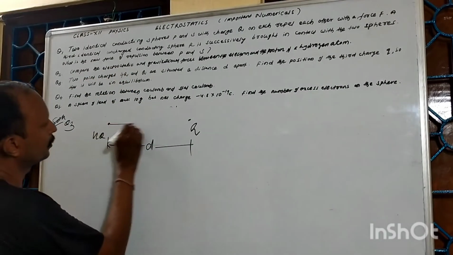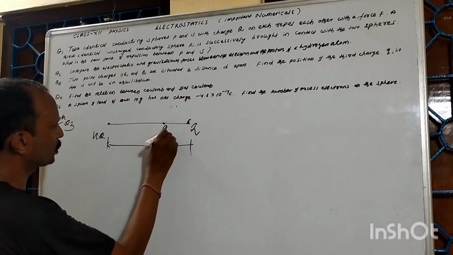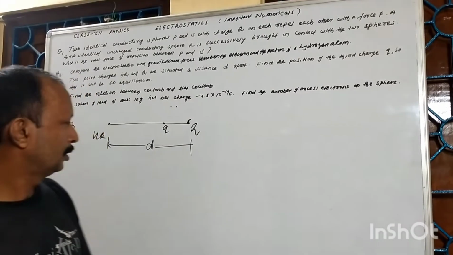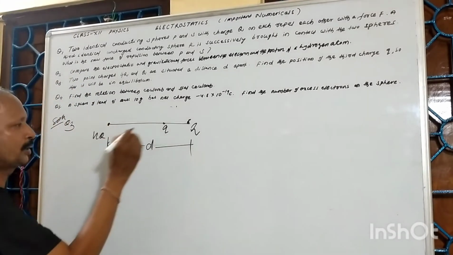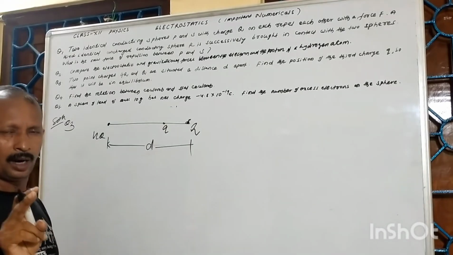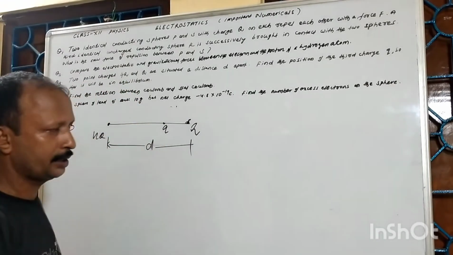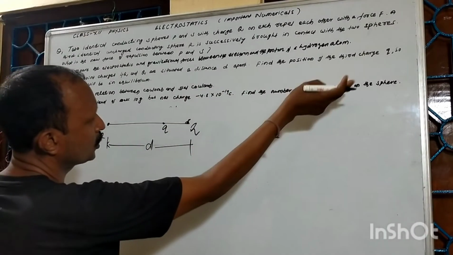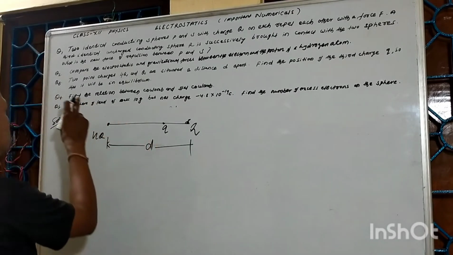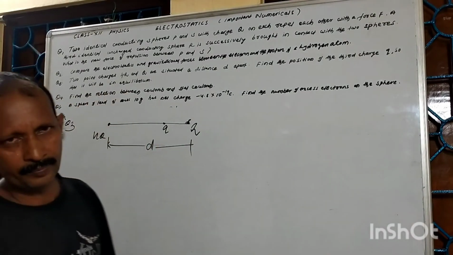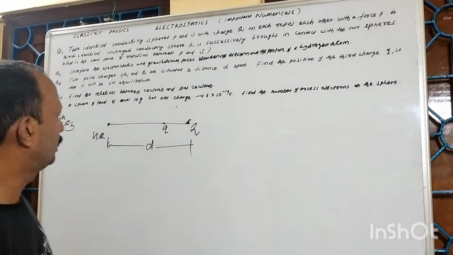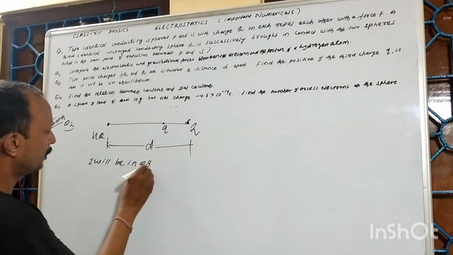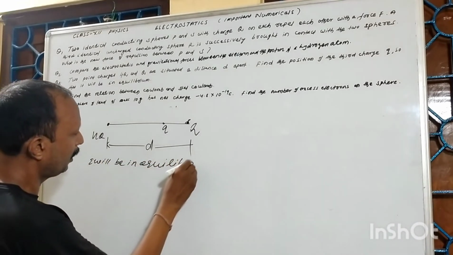That means there is a third charge q, so that it will be in equilibrium. 2 point charges are there, 4q and q, and one third charge is the small q we have taken. You have to find the position of the third charge q so that it will be in equilibrium. So I can say that q will be in equilibrium.